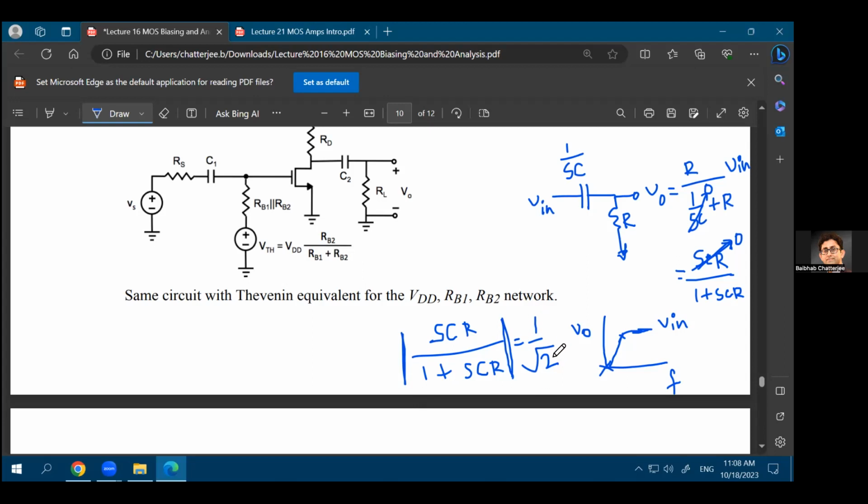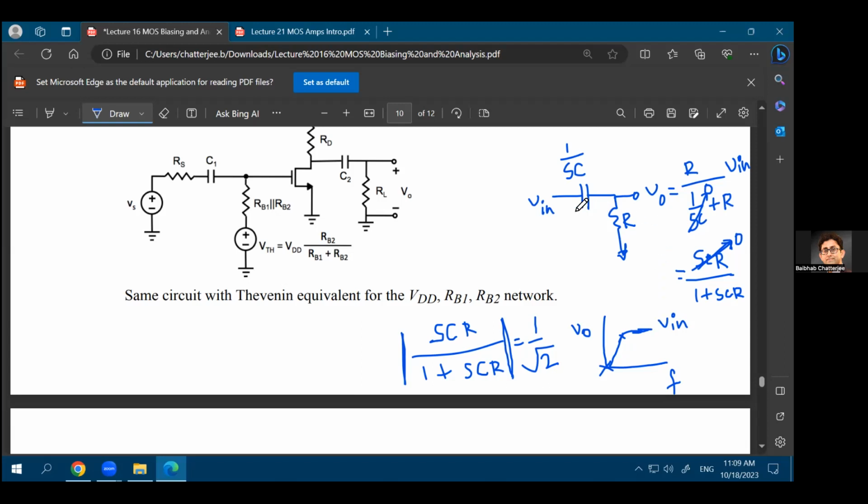That's the voltage. In terms of power, you'll have the square of that. So your power will be half power point. So that's your bandwidth. Your bandwidth is your half power point, or your minus 3 dB bandwidth point, right? So your bandwidth will be 1 upon RC, and this will work as a high pass filter.